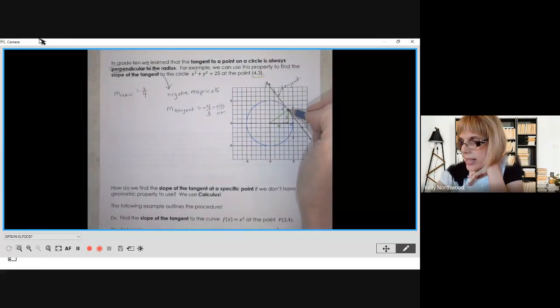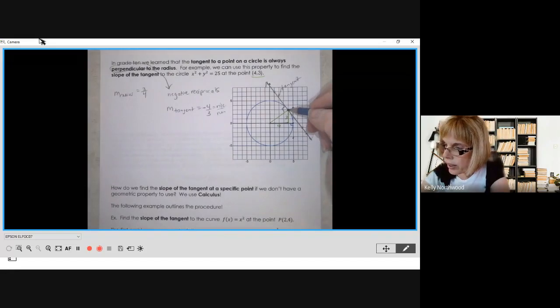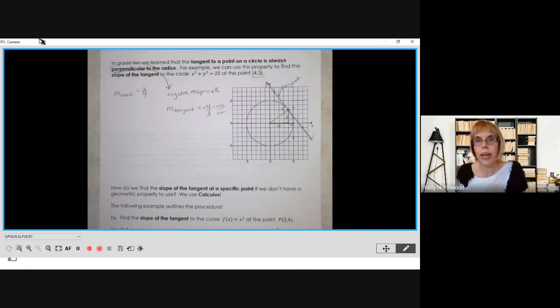But again, looking at this tangent, its slope should best resemble the slope of the circle at that point. Okay, the tangent that I've drawn in. And it looks like it does.